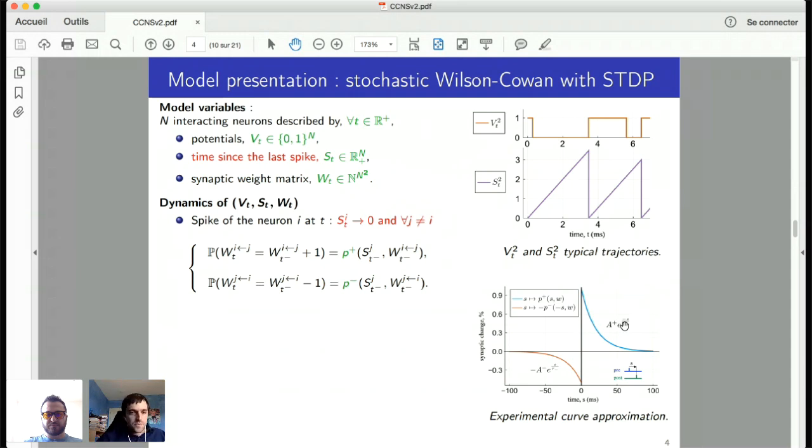So now we see that we need the variable S_t, which is the time since the last spike of the neurons. And this variable will be described like this. We will say that the neuron spikes when its potential V jumps from 0 to 1. When there is such a jump, the corresponding S will come back to 0 and then increase linearly.